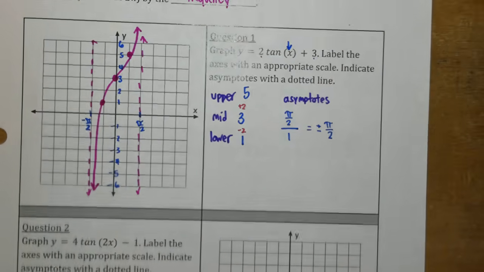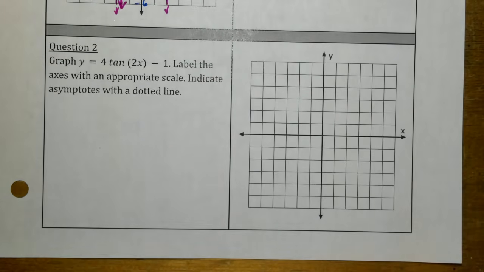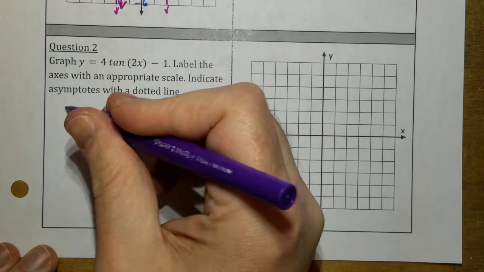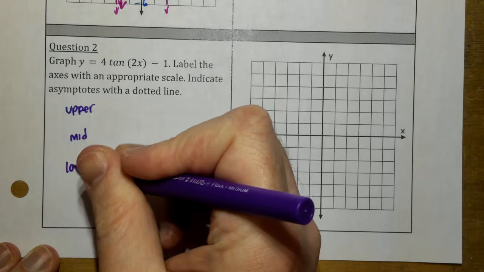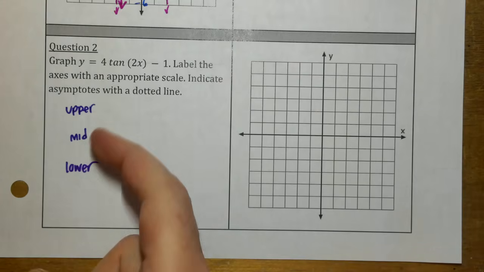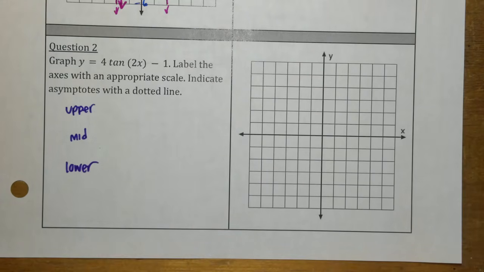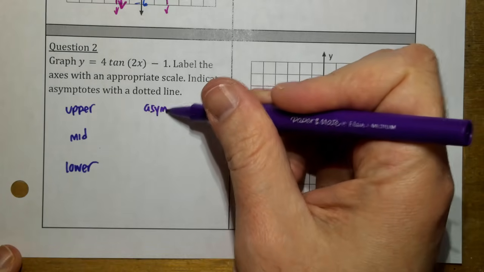Let's do question 2. Same process as the last one. Upper, mid, lower. Do you see why we can't use max, min, mid, min? Because there isn't a maximum on these graphs. They go up forever. I can't call something a max when there's going to be an arrow coming out of it going up higher. And we also are going to calculate the asymptotes.